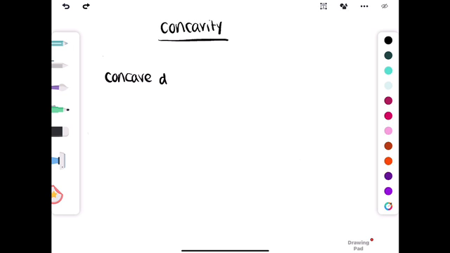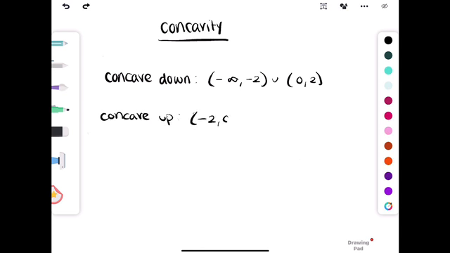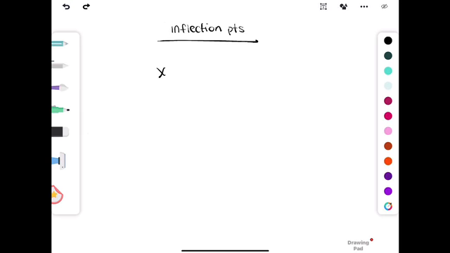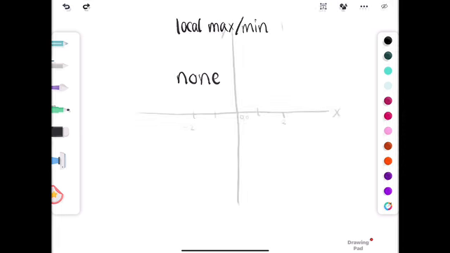For this particular graph, the graph concaves down from negative infinity to negative 2, union 0 to 2, and then the graph concaves up from negative 2 to 0, union 2 to infinity. The inflection point is where direction changes, so on this graph it is at 0, 0. There are no local mins or maxes for this graph.